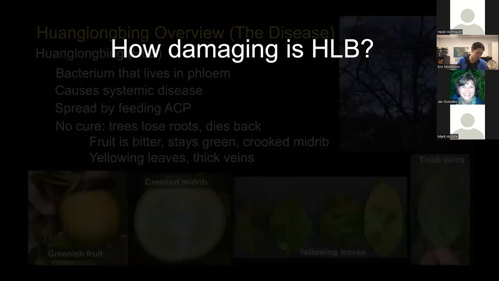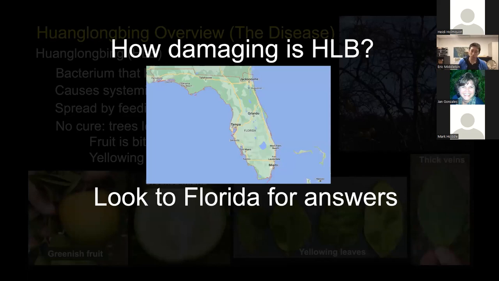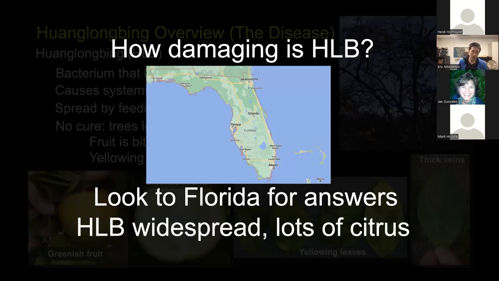But the question is that here in California, a lot of people don't really, I don't think, understand how damaging HLB is. There's just sort of a sense that, well, it's bad, it's been in other places, but how damaging is it really? And I think we can look to Florida for some very important perspective on that, because in Florida, HLB and ACP are widespread, they're completely ubiquitous, and Florida also has a lot of citrus. So this is a great example of when you have a bunch of citrus and you have a bunch of HLB and ACP, what happens?